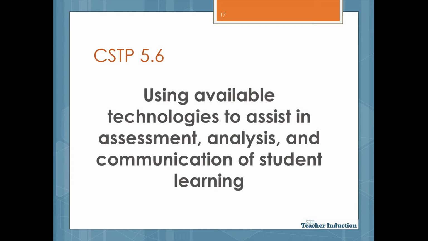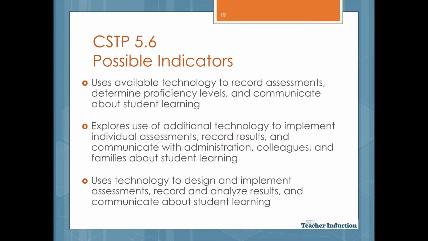CSTP Element 5.6 focuses on using available technologies to assist in assessment, analysis, and communication of student learning. New teachers use available technology to record assessments, determine proficiency levels, and communicate about student learning. As teachers have more frequent opportunities to reflect on their assessment practice, they may explore the use of additional technology to implement individual assessments, to record results, and to communicate with administration, colleagues, and families about student learning.